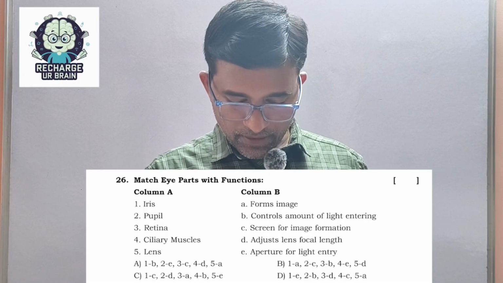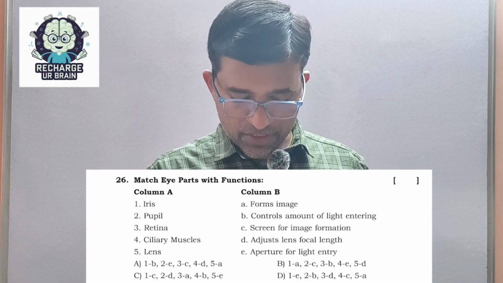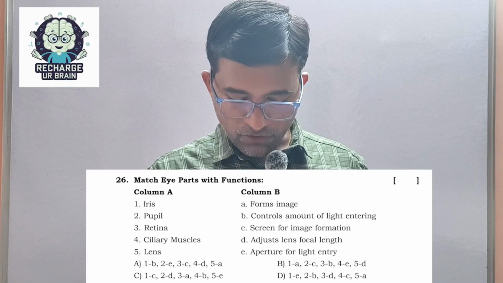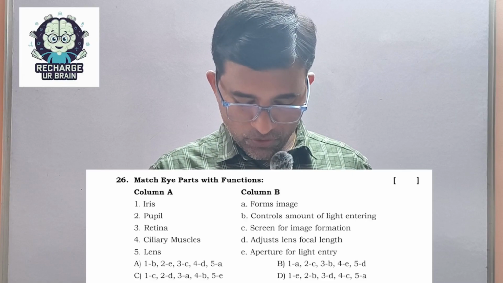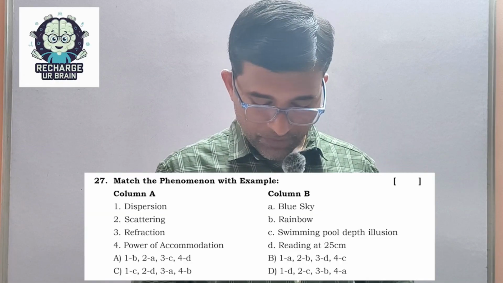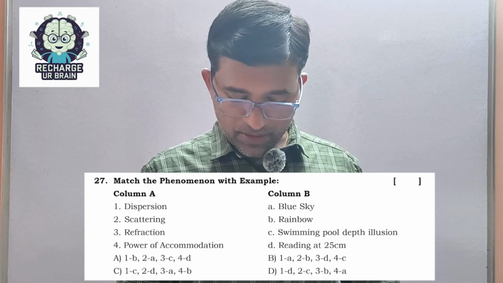26th one, lens. Lens is useful for formation of image. So here for 26th one, the right option is A. Match the phenomenon with the example. Now the column A and column B are given.